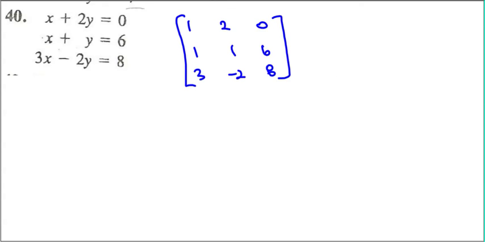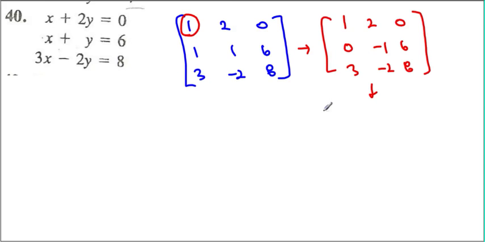First, this one is already 1. We're going to keep it as it is. We're just going to get rid of this one. So what I'm going to do is this one minus this one. Then that will get us 1, 2, 0. And here we get 0, negative 1, and 6. And 3, negative 2, and 8.